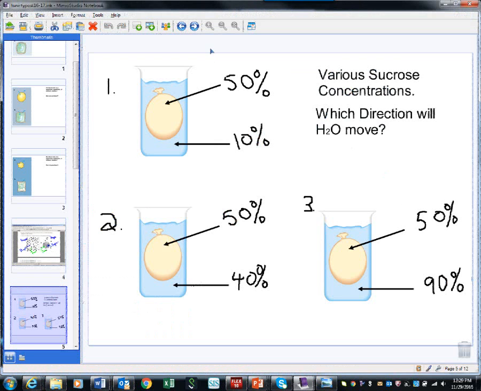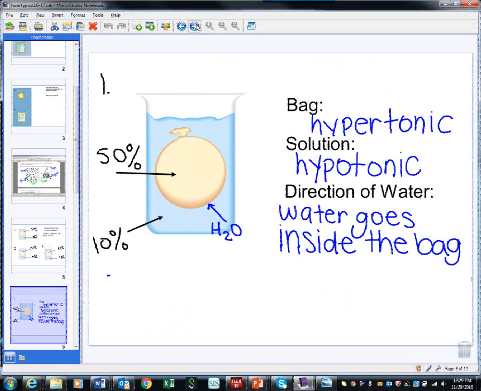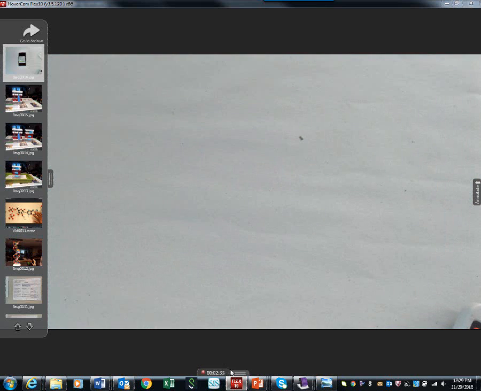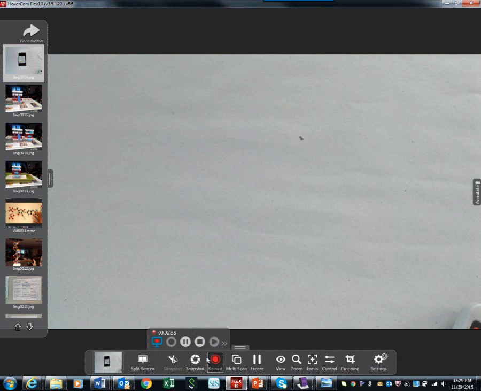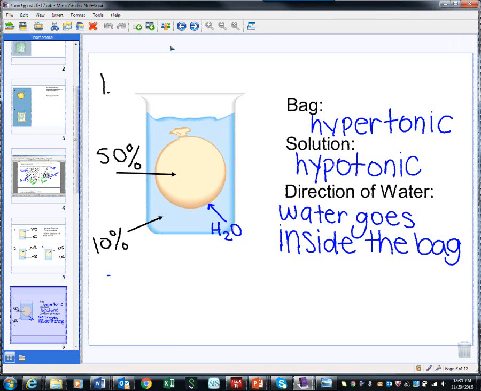So let's answer the question. This is the scenario. Go ahead and copy that down. I'm going to pause for a second to let you guys copy that down. Now, let's look at scenario 2.